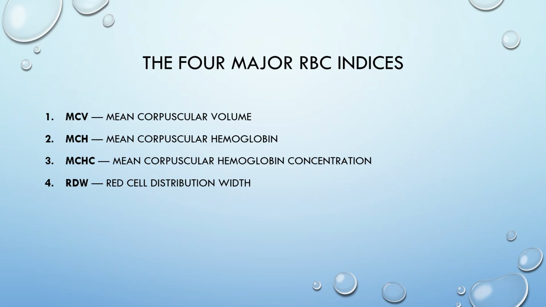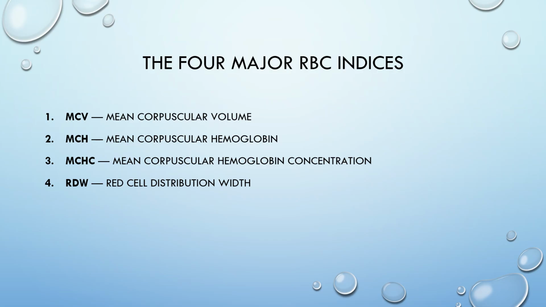There are four red blood cell indices that are used most commonly in hematology interpretation. The first is MCV, which stands for mean corpuscular volume. This index reflects the average size of the red blood cells in a sample. MCV is one of the most important indices because red blood cell size often provides the first clue when classifying anemia patterns. Next is MCH, or mean corpuscular hemoglobin.